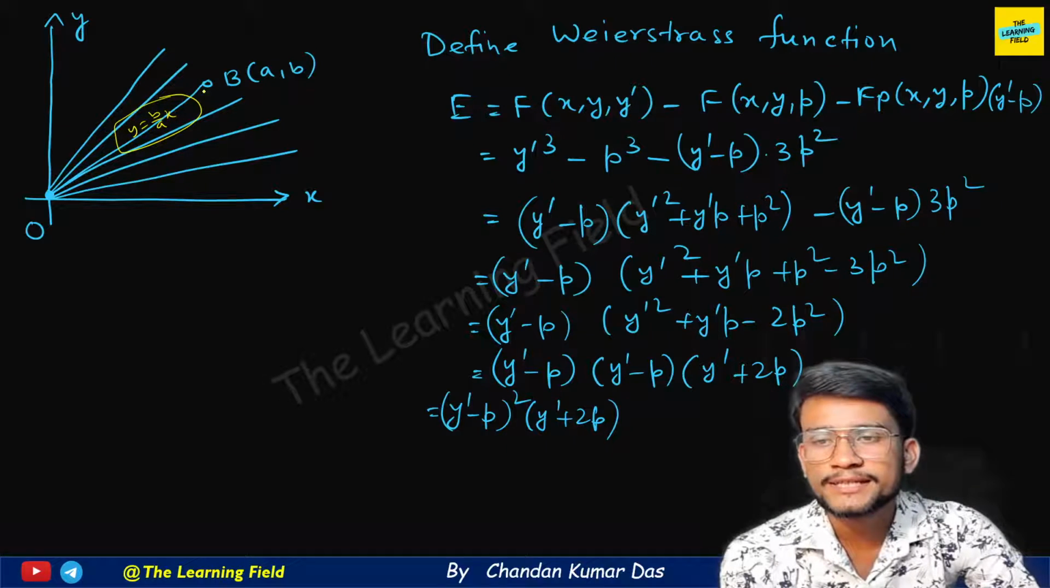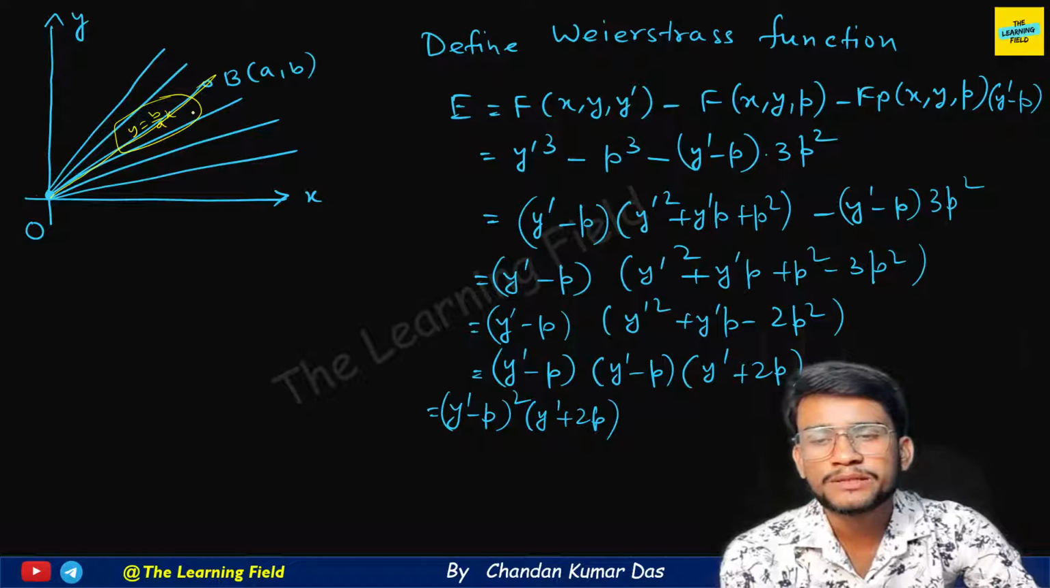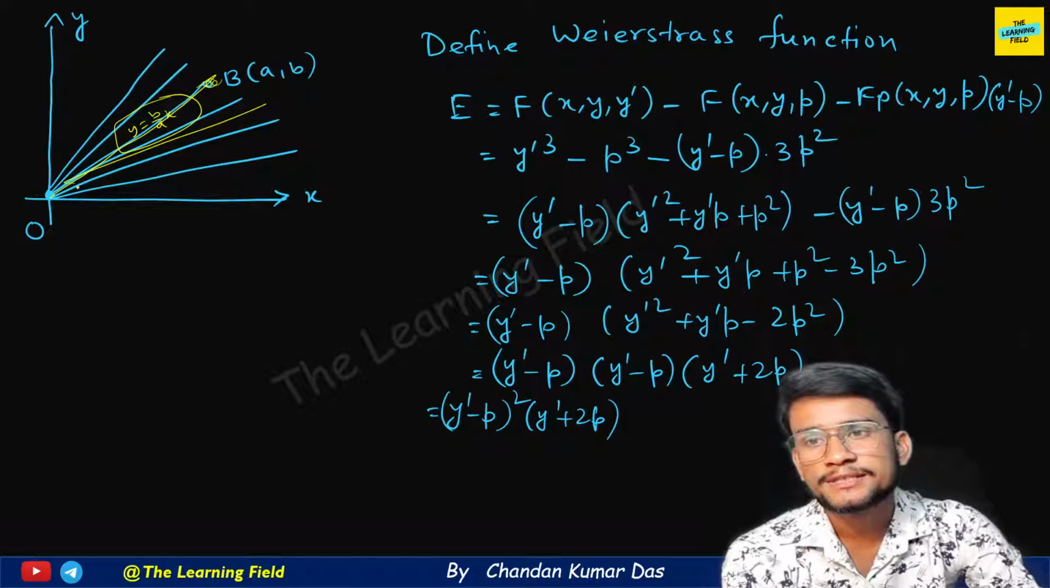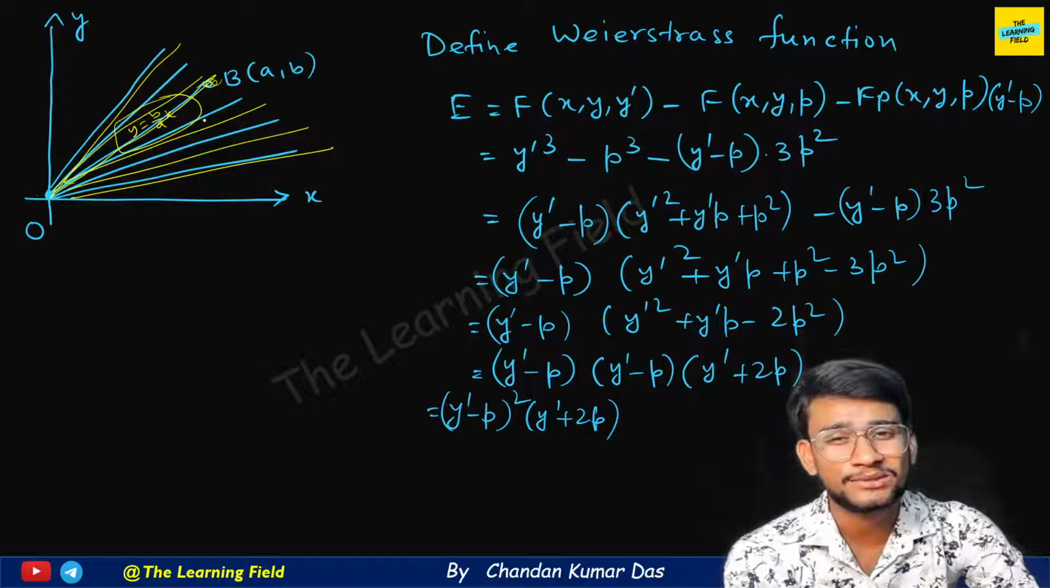This line, on both sides, forms a central field. That means the field of extremals. So this is the extremal, and these lines are also the extremals. So this is the family of curves, or pencil of curves, you can say.